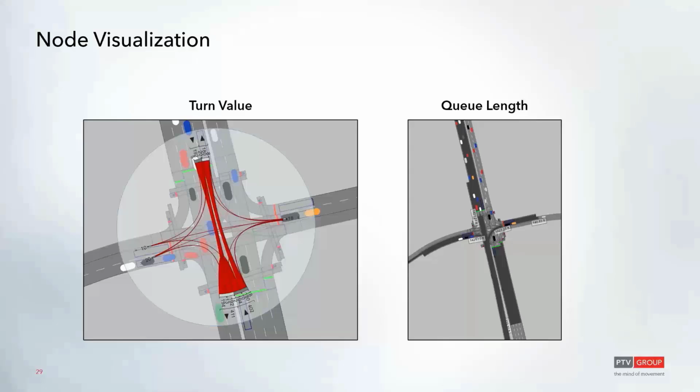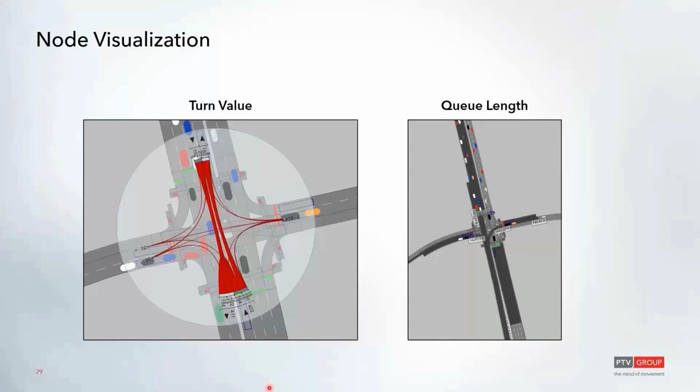All right, so our next network object visualization here is for the nodes. And the nodes have two main visualization options. The first here is for visualizing values based on the turn or turning movement. And this will allow you to display attributes for each of those movements within a node. So in this particular example here on the left, it is showing different volume information for each turn.